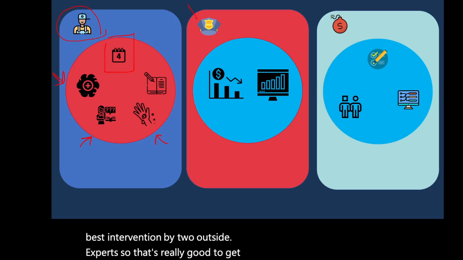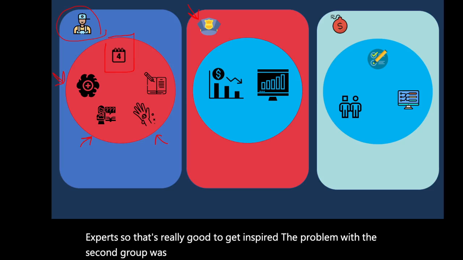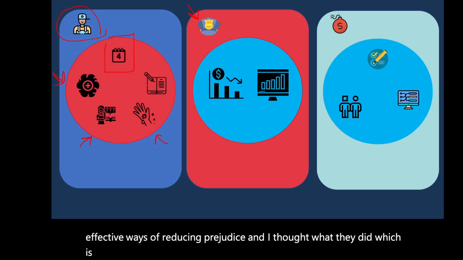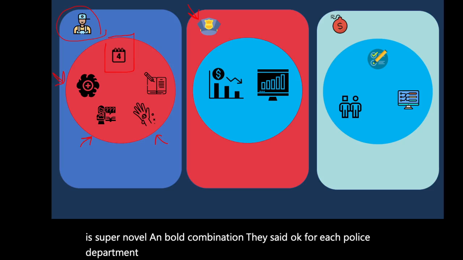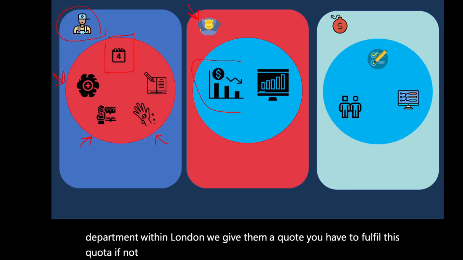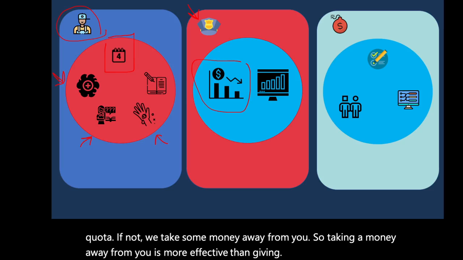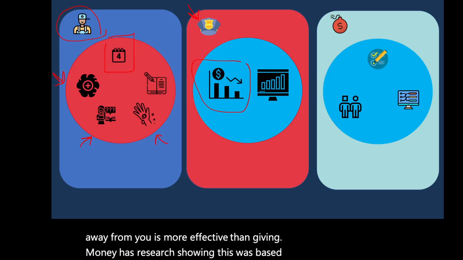The problem with the second group was that there are no real great interventions that show effective ways of reducing prejudice. And I thought what they did was a super novel and bold combination. They said, okay, for each police department within London, we give them a quota. You have to fulfill this quota. If not, we take some money away from you. Taking money away from you is more effective than giving money, as research has shown. This was based on loss aversion, so that's a really good way.